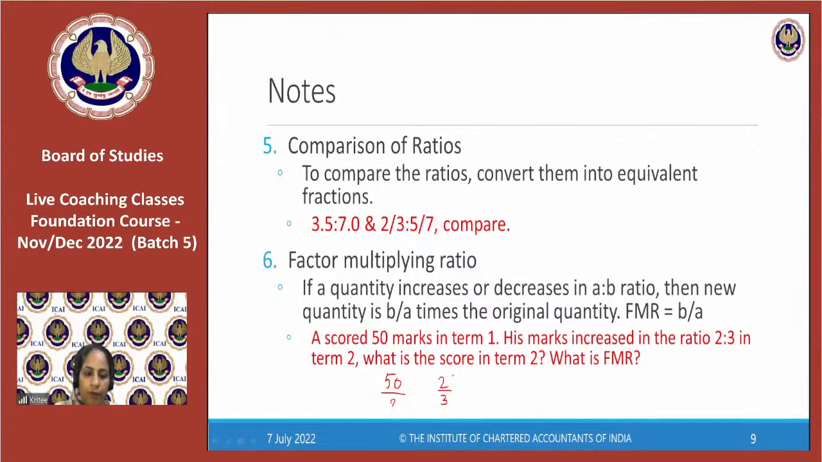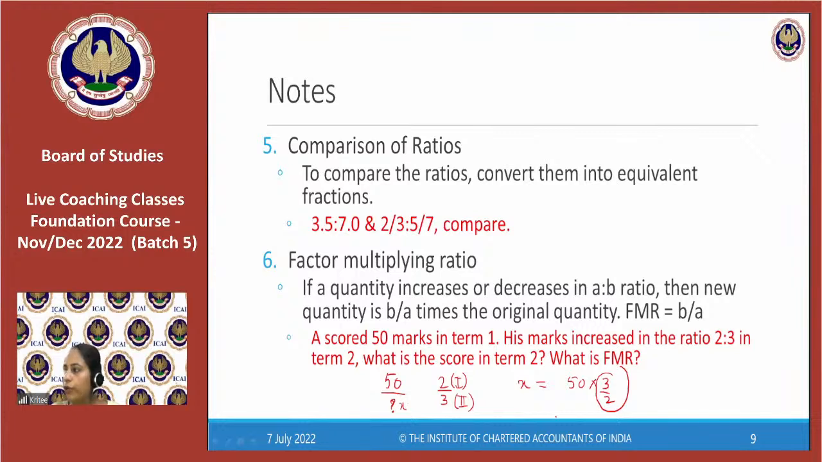That is, if the marks in the first term were 2 times of X, marks in the second term are 3 times of that X. So what would be the marks in the second term? How are you getting this? Supposedly I'm taking this as X. I have to calculate X, the new marks. So your X will be equal to 50 into 3/2. So this 3/2 is the factor multiplying ratio.